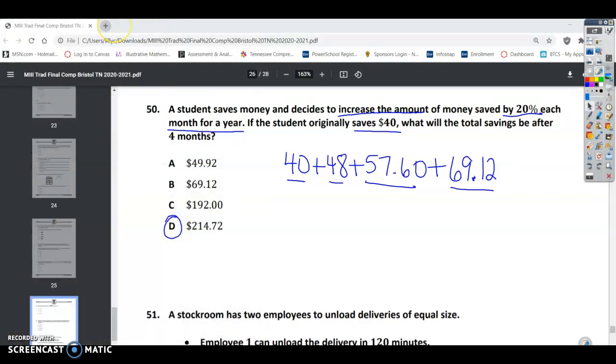So basically this question is not very difficult. You just have to know that when it increases by 20%, you're going to multiply that amount by 1.2. So the answer to number 50 is D.